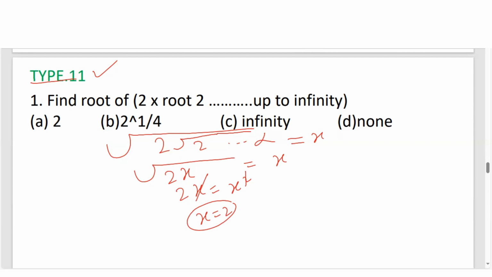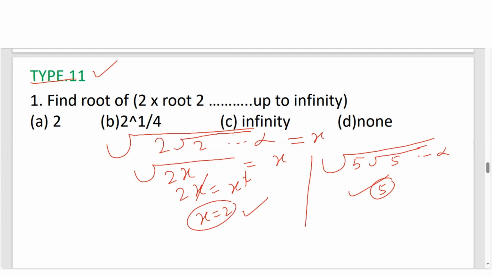This is the basic concept, but you can use the direct technique. Any number is given, like in this question, square root of 2 root 2, 2 root 2, up to infinity, your answer will be 2. In place of 2, suppose 3 is given, then the answer will be 3. Whatever number is given, the answer will be the same number. For example, find the square root of 5 root 5, going up to infinity. Then your answer will be only 5. Whatever number is given is your answer. No need to assume x and everything.